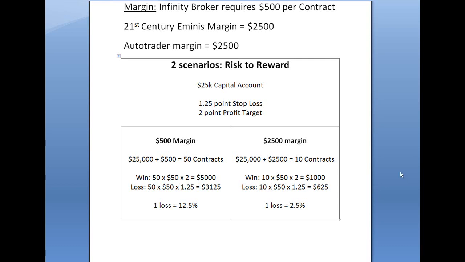Okay, so it makes it a lot easier to turn up day after day and do the next trade when you limit your losses, but we let our winners run.